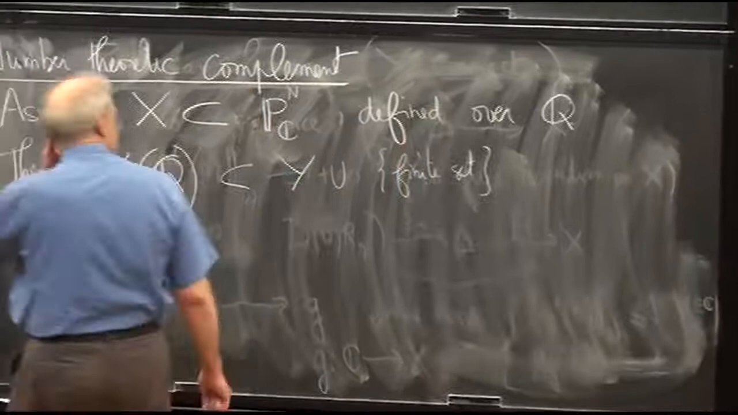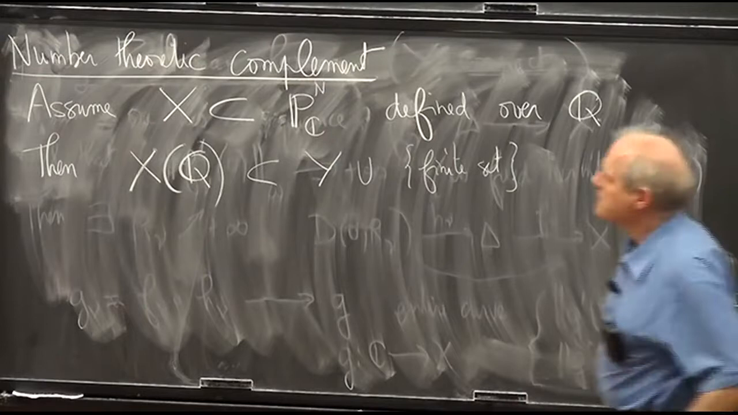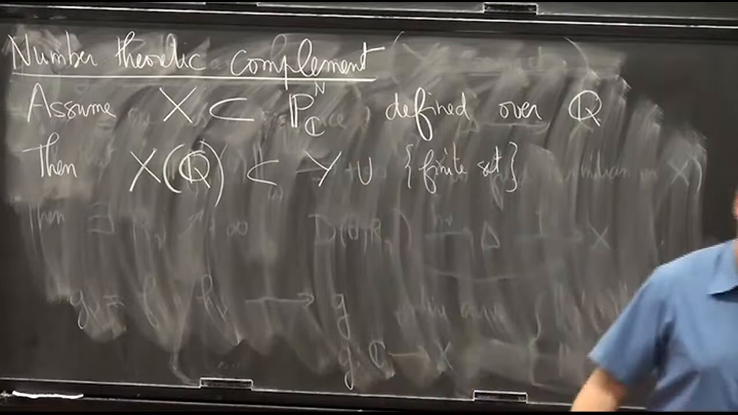Why is it? You can't act on Y by the Galois group until you know it's defined over another field. But you can't on an algebraic curve. Oh, these are holomorphic. Yeah. Well, but you will see that I will prove that.